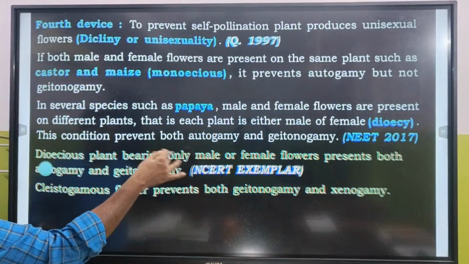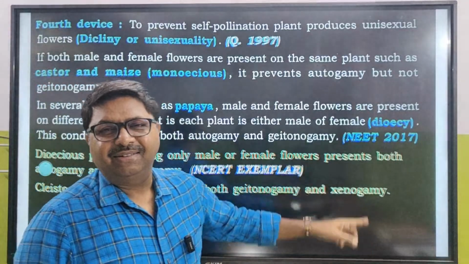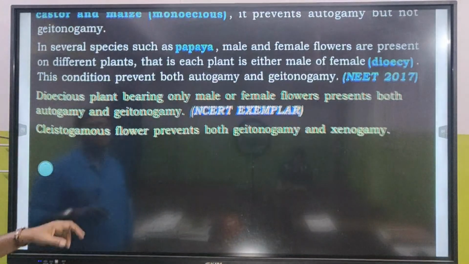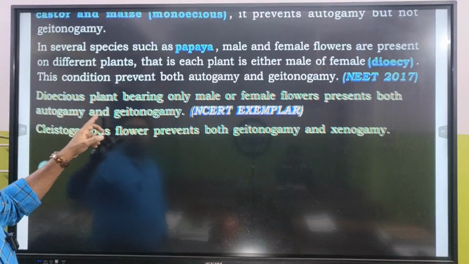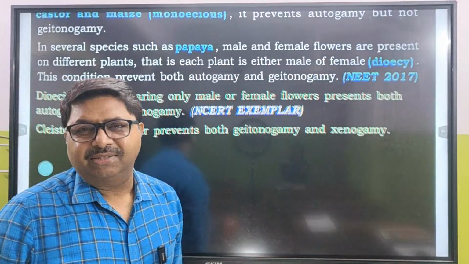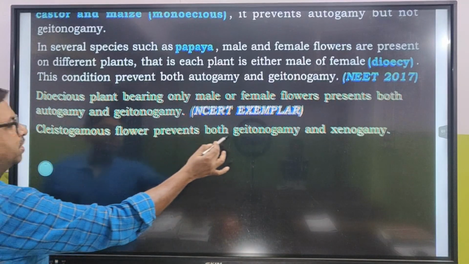So what is going to happen there? 100% cross pollination. This condition prevents both autogamy and geitonogamy. See, this came in NEET 2017: a dioecious plant bearing only male or female flowers prevents both autogamy and geitonogamy. A cleistogamous flower prevents both geitonogamy and xenogamy. Cleistogamous means closed flower. What will it prevent? Geitonogamy and xenogamy, both it is going to prevent.